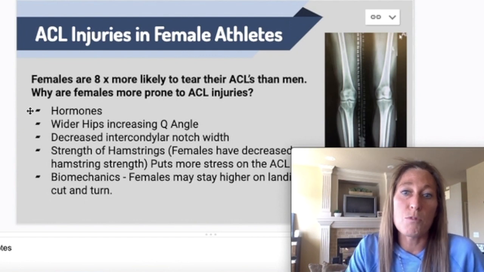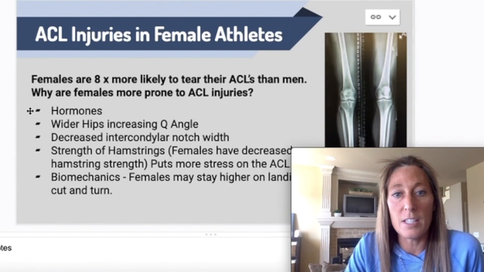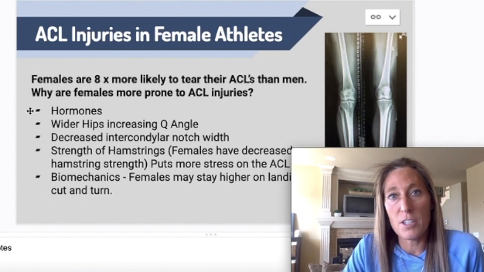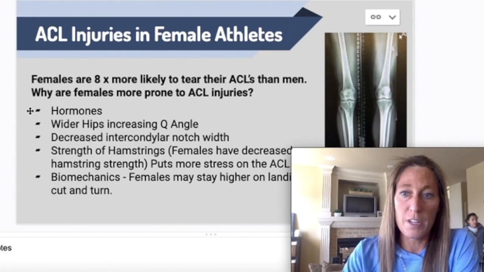The strength of the hamstring. Females may have a decreased hamstring strength, which puts more stress on the ACL. And then biomechanics. Females stay higher when landing oftentimes. They don't land in that bent knee stance that we really need to work on to prevent ACL tears.